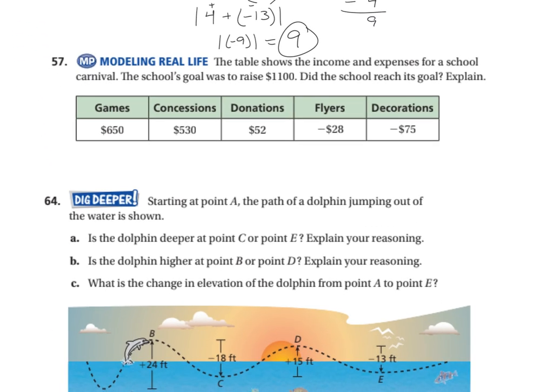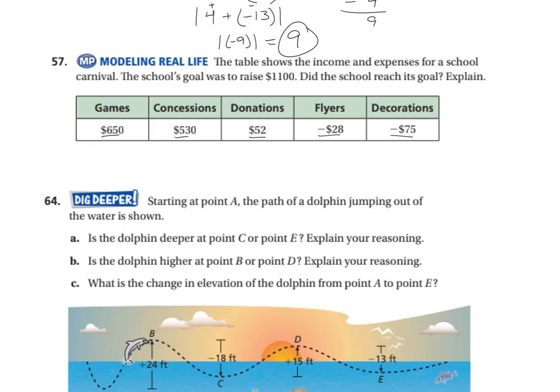All right, 57. The table shows the income and expenses for a school carnival. The school's goal was to raise $1,100. Did the school reach its goal? So any of these positive values we see are money that the school raised. Any of the negative values we see are the school's expenses for setting up.